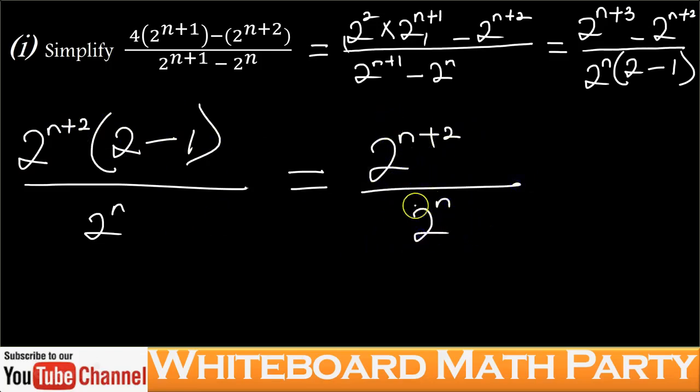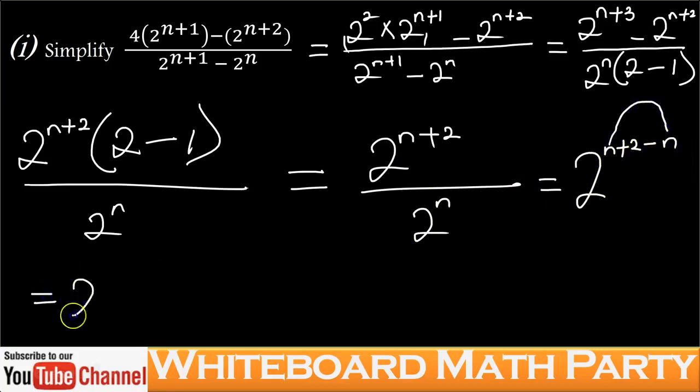Here we have exactly the same bases, which is 2 and 2. So we can apply our division rule. In that case, it's going to be 2 to the power of n plus 2, which is at the numerator, minus, remember when we are dividing, the powers are subtracted, so minus n. If we do that, this n minus n is going to be 0. So we're left with 2 to the power of 2, which I'm going to write here.